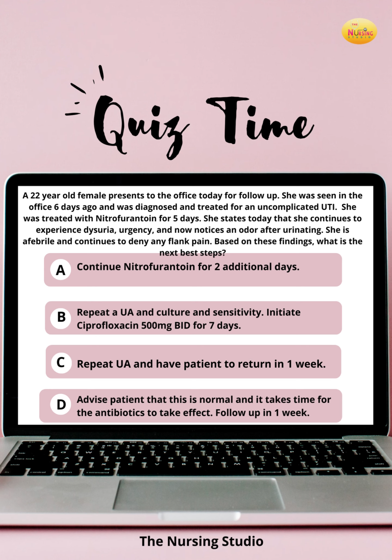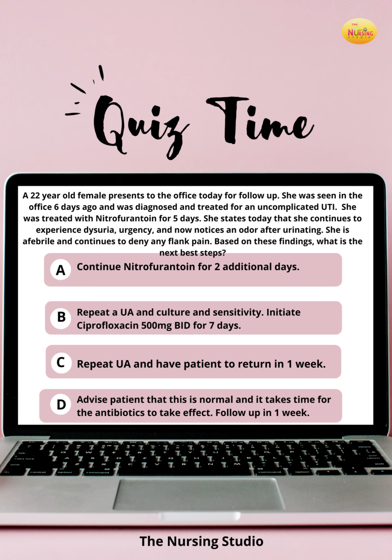All right, you guys. So the stem of the question states, based on these findings, what is the next best step, right? So this patient was there 6 days ago, so a little shy of a week ago, and was diagnosed with an uncomplicated UTI, right? They were treated with nitrofurantoin for 5 days. Yeah, that's first line therapy. That's common. The person is a 22-year-old female, so yeah, they would typically fall in that uncomplicated category unless they had some weird symptoms or were pregnant, right? So they're uncomplicated. They were treated for 5 days on the nitrofurantoin, so that's good.